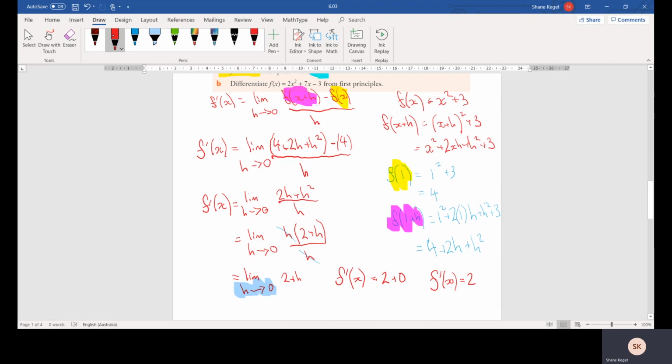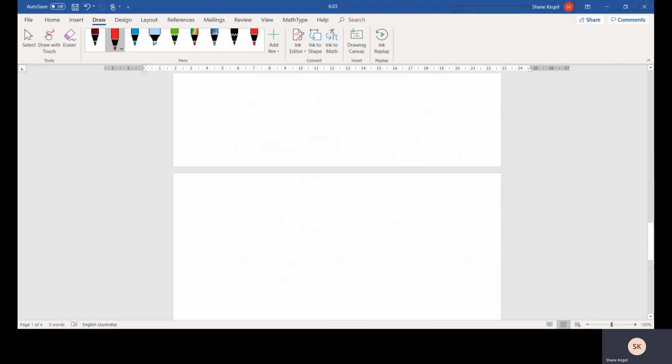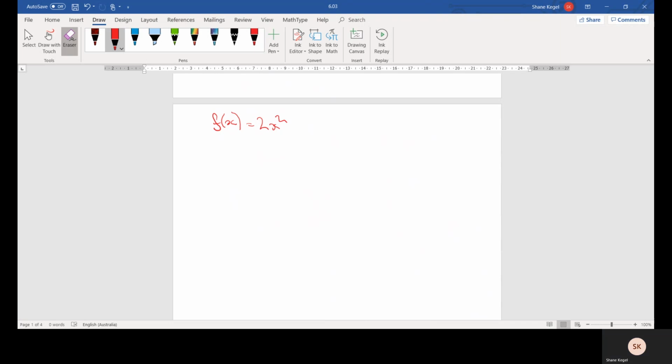So let's write down f of x equals 2x squared. I'll copy that down here. So we're finding the gradient function of f of x equals 2x squared plus 7x take 3. Okay, so again, I'm using my formula. So my formula from first principles is my derivative function equals the limit as h approaches 0 of f of x plus h minus my original function f of x, over h.